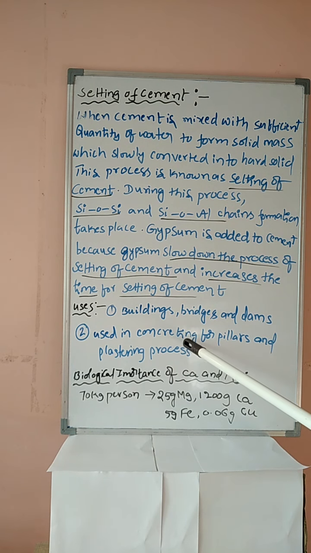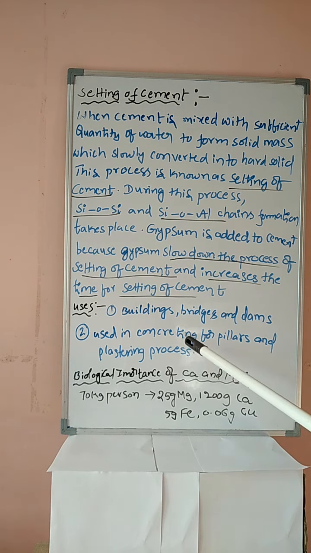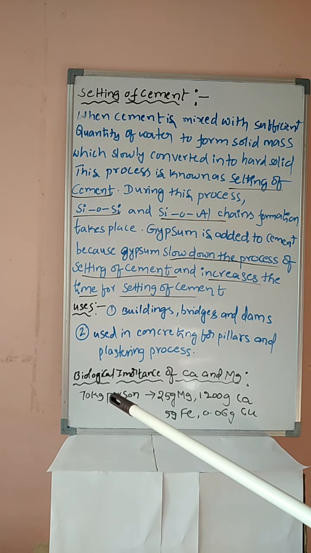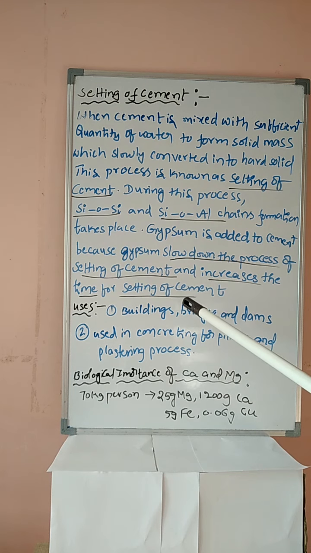Cement is used in concreting for pillars and in the plastering process. We know that in any building and bridges, pillars will be required. The pillars require concreting. The concreting is also done by using cement only, as well as the plastering process. In new home construction, the last step is plastering of the house. In the plastering process also we are using cement. Therefore, for concreting for pillars and for the plastering process we are using cement only.